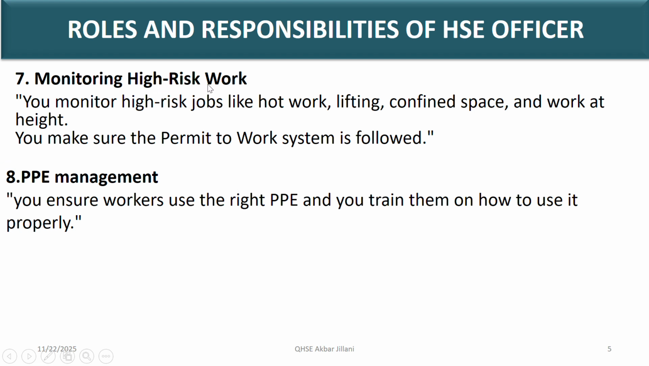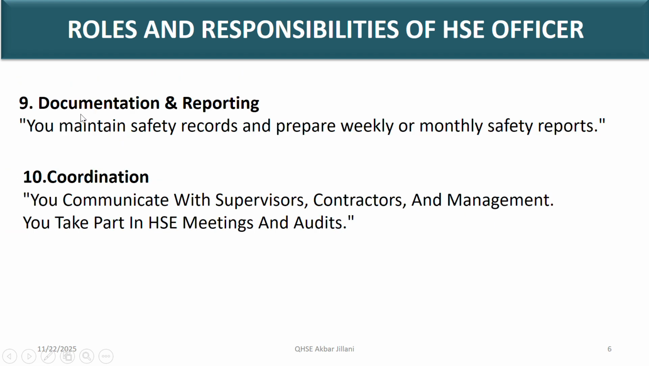Monitoring high-risk work. You monitor high-risk jobs like hot work, lifting, confined space and work at height. You make sure the permit to work system is followed. PPE management. You ensure workers use the right PPE and you train them on how to use it properly. Number 9, documentation and reporting. You maintain safety records and prepare weekly or monthly safety reports.